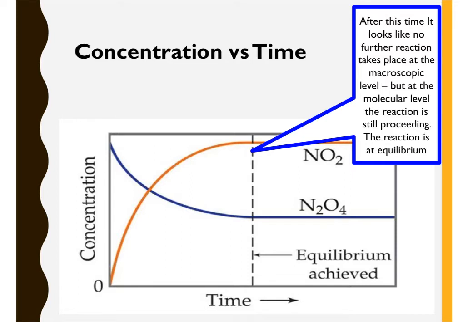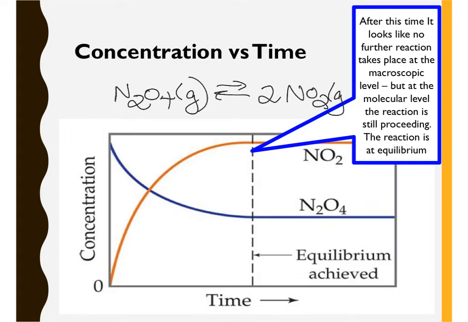Here's a similar graph, representing the decomposition of dinitrogen tetroxide gas in the atmosphere to nitrogen dioxide. It turns out that nitrogen dioxide is the primary component of brown smog, which we see quite a bit in the summertime in highly developed cities that create a lot of pollution, like LA, for example.